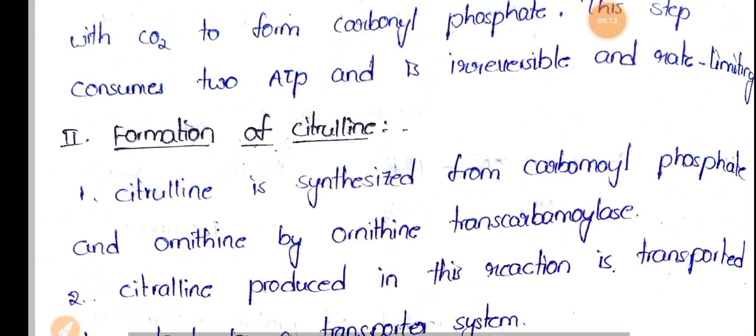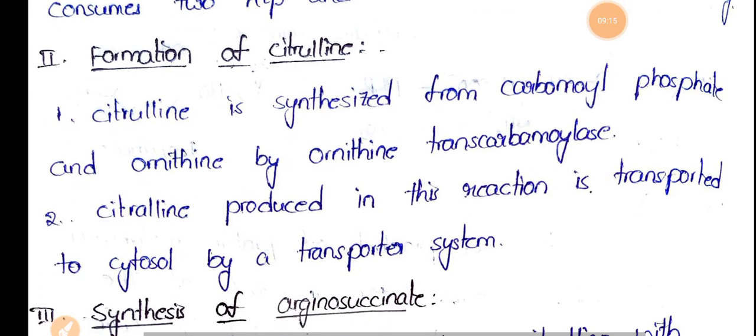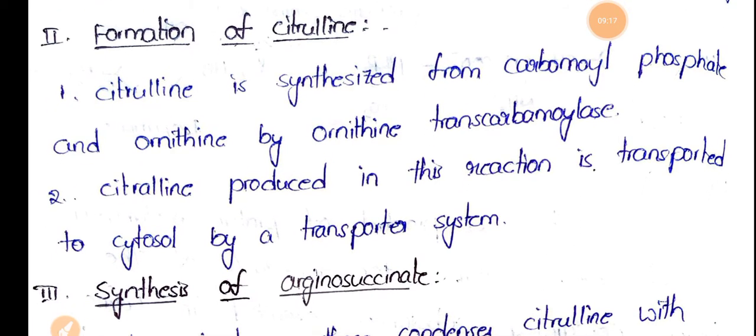And the second step, formation of citrulline. Here citrulline is the next intermediate product. The citrulline is synthesized from carbamoyl phosphate, and here the enzyme is ornithine transcarbamylase.